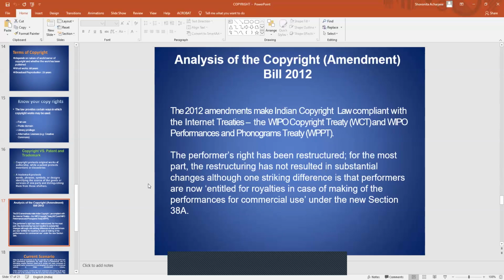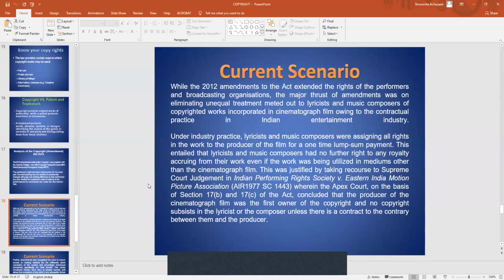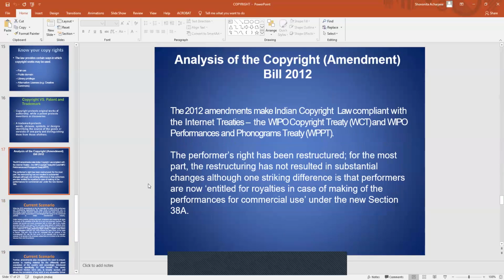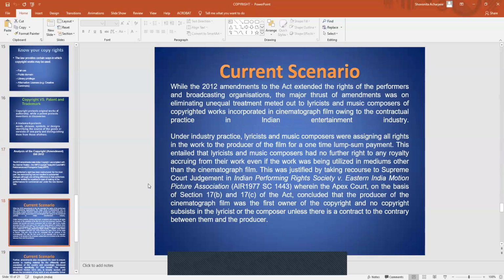Especially, if we talk about industry practice, lyricists and musical composers assigned all rights in the work to the producer of the film for a one-time lump sum payment. This left the lyricist and music composer with no further right to royalty on their work, even if it was being utilized in mediums other than the cinematographic film. So this was the first thing that was amended, and it was amended by inserting new section 38A.